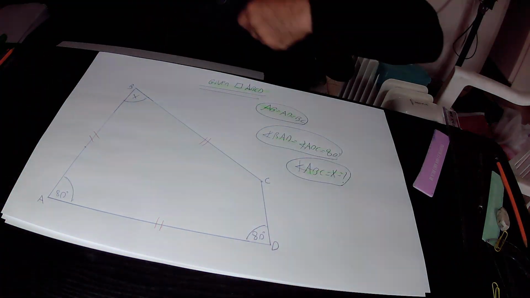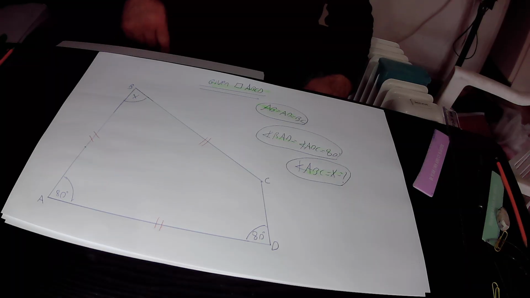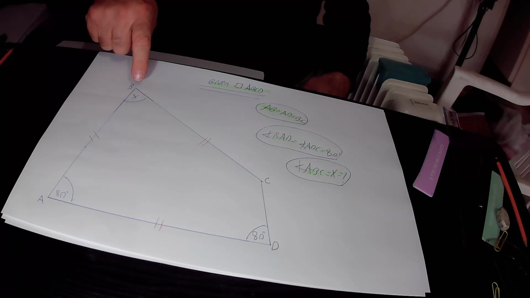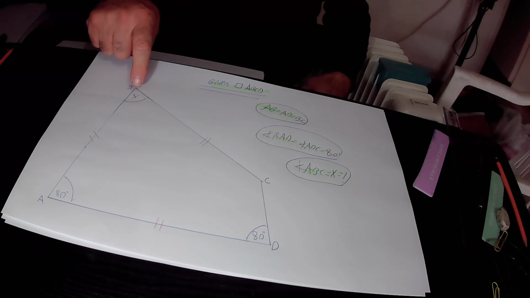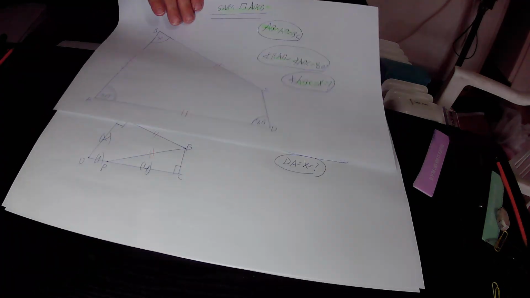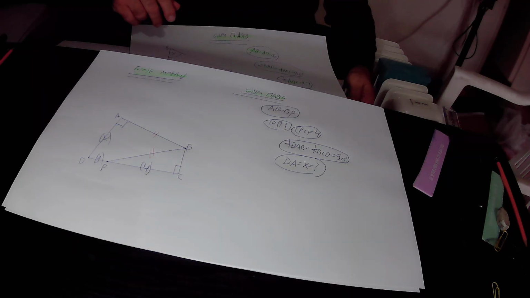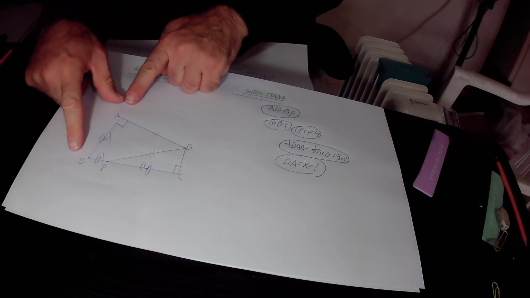And now in this lecture we'll answer two questions. In the first question, we'll find the size of this angle ABC, which is x. So we have to find the value of angle x. In the second question, we'll find the length of this side AD, which is x. So we have to find the value of line segment x, which is AD.